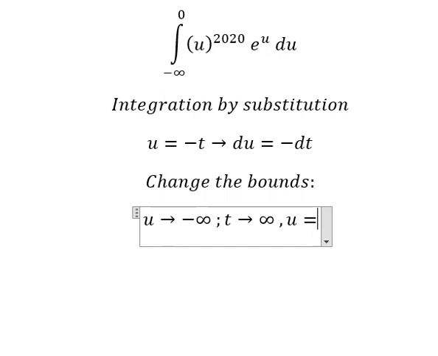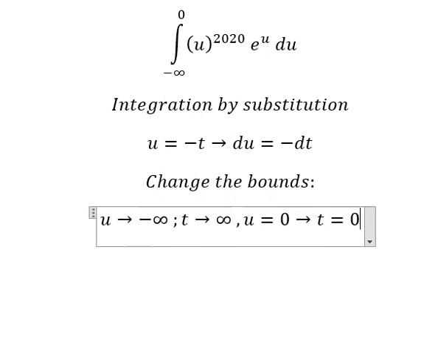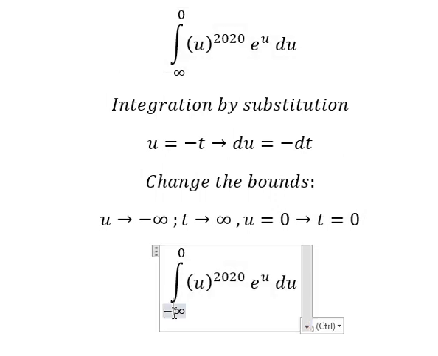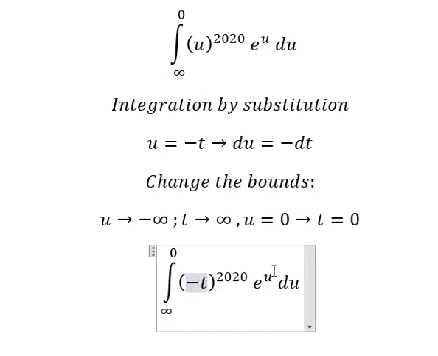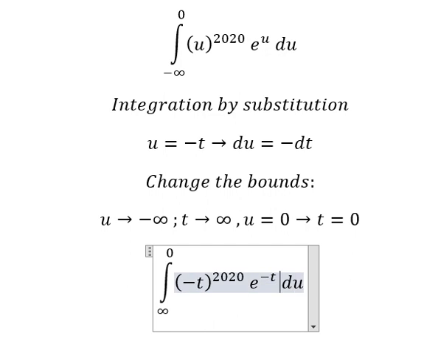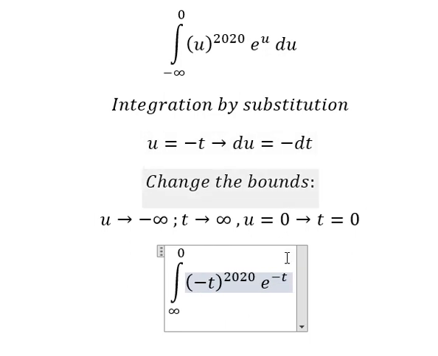When u equals number 0, we put number 0 in here, and t equals number 0. So this one we have positive infinity. This one we keep the same. u we change by negative t. du we change by negative dt.